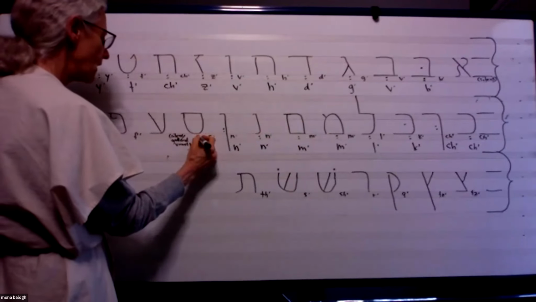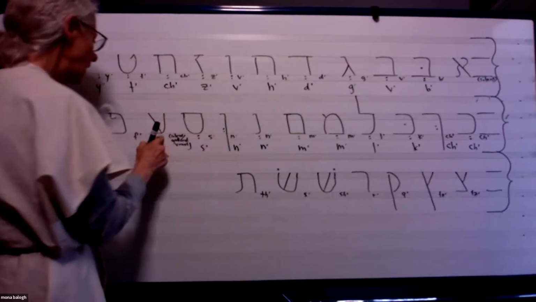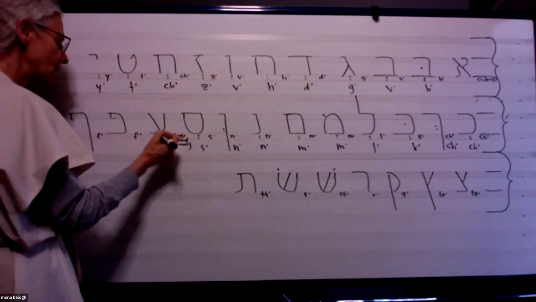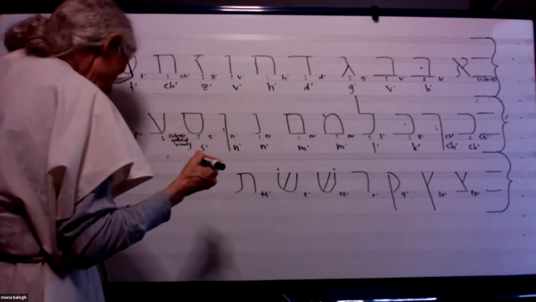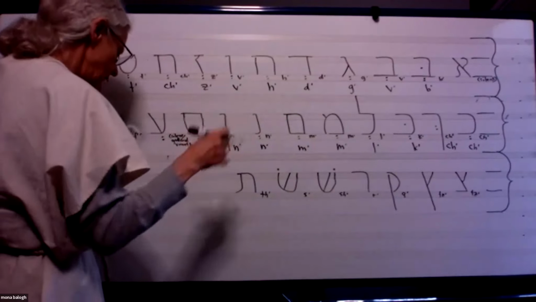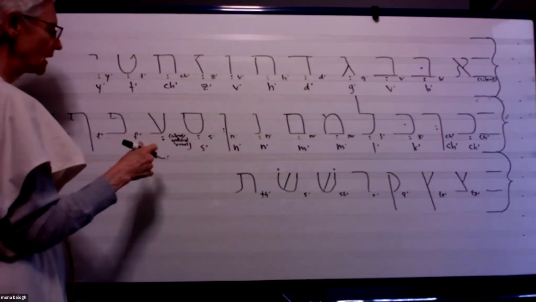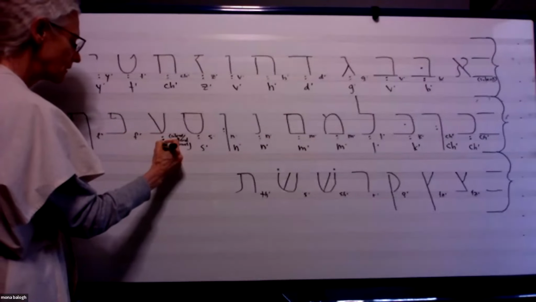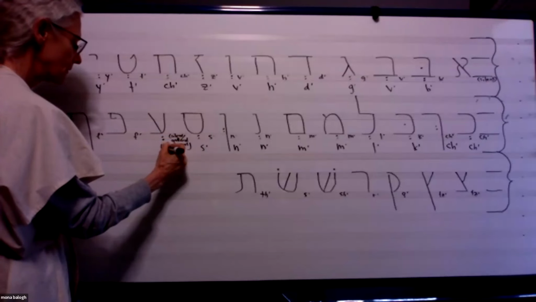Samech, shva, s. Ayin, shva. Believe it or not, in certain cultures, like in the Yemenite community, Yemenite Jews, they had some kind of guttural sound. So I'm just going to put that.